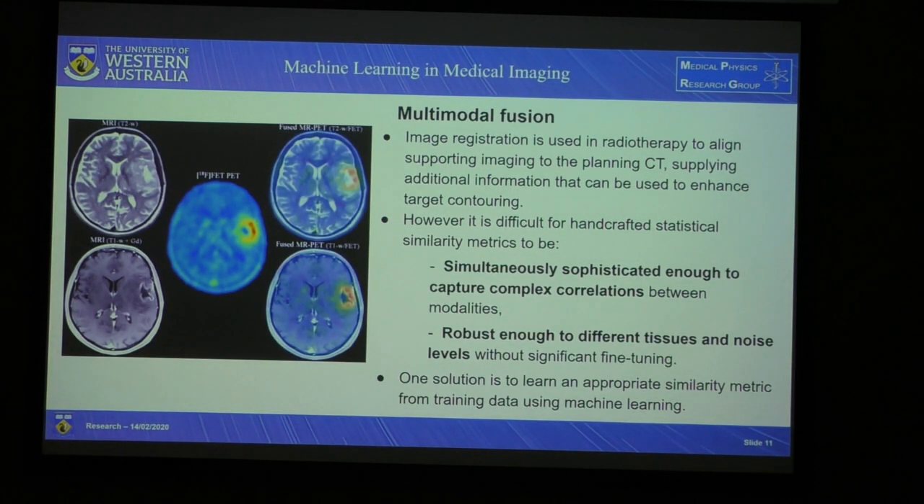So machine learning can also be used to fuse two different modes of imaging. It's quite useful to fuse images such as PET scans and MRI images to enhance target contouring. However, it is difficult for handcrafted similarity metrics to be, one, simultaneously sophisticated enough to capture complex correlations between the two modalities, and robust enough for different tissues and noise levels to be used without significant fine-tuning.